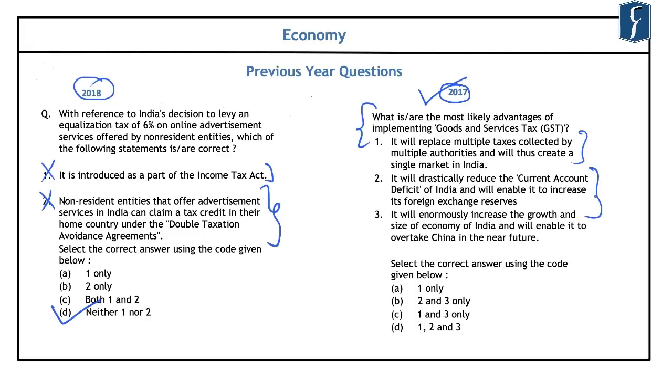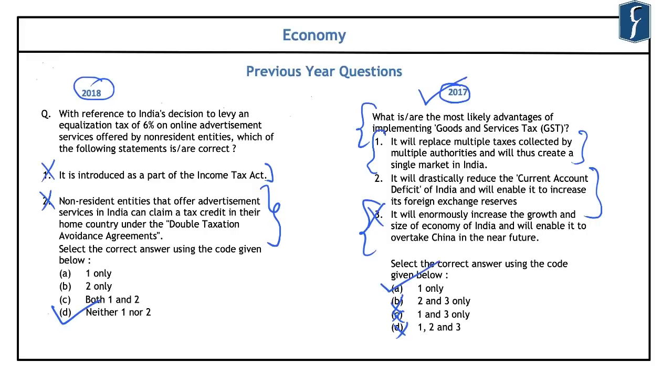Now, under the goods and services tax, all the indirect taxes have been subsumed, and hence it has replaced the multiple taxes which were earlier collected by multiple authorities, and hence it has created a single market. However, this third statement that is given here is ambiguous, that it will enormously increase the growth and size of economy of India and will enable it to overtake China in the near future. So don't fall for such statements. And if you know that this statement is incorrect, you can eliminate the options B, C and D. So the correct answer that comes out is A, that is 1 only.